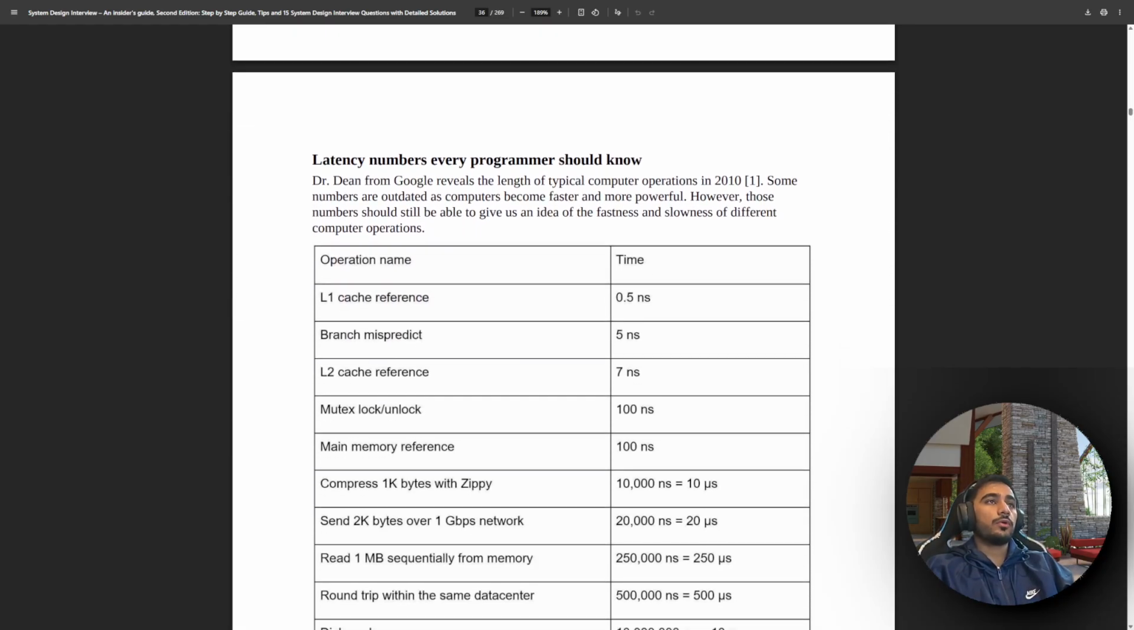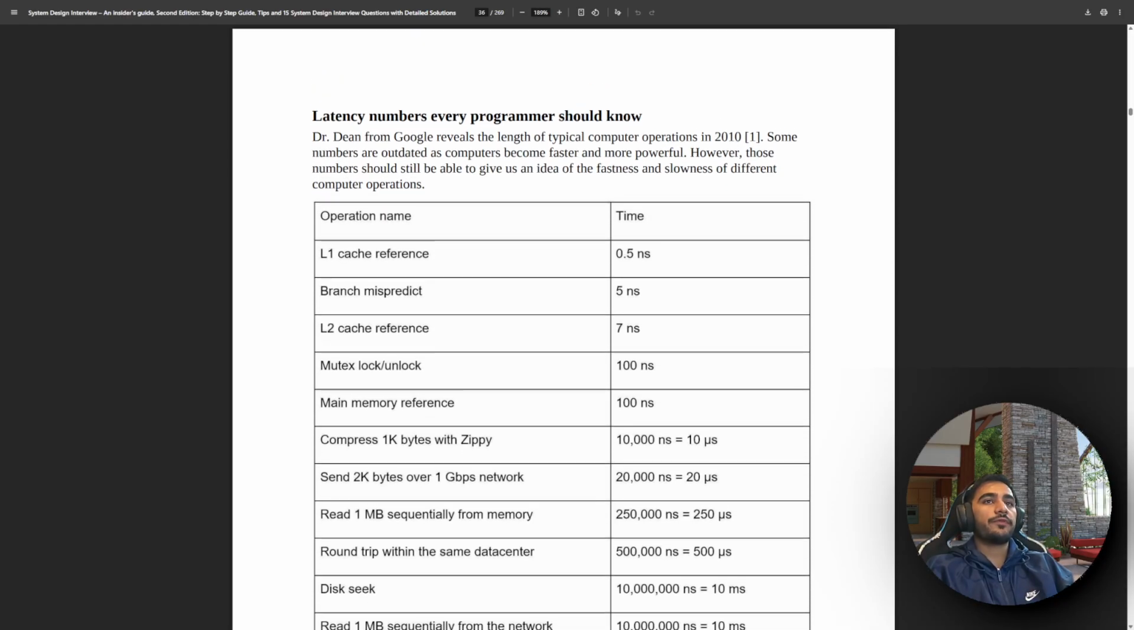So, latency numbers every programmer should know. Dr. Dean from Google reveals the length of typical computer operations in 2010. Some numbers are outdated as computers become faster and more powerful. However, those numbers should still give us an idea of the fastness and slowness of different computer operations.